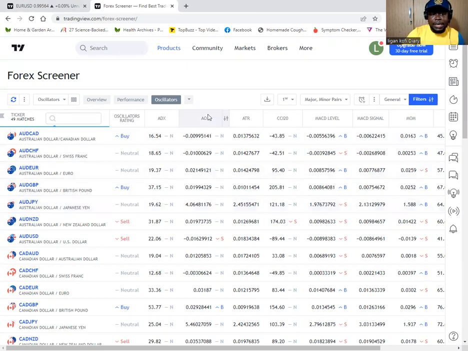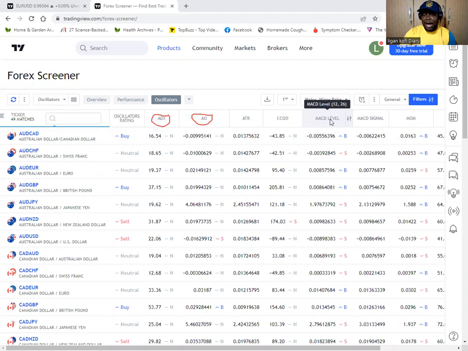When it comes to the oscillator indicators, we have the ADX, which is the average directional index, and the AO, which is the awesome oscillator. Then we have the ATR, which is the average true range, and the commodity channel index. We have the MACD level, and then we have the MACD signal.